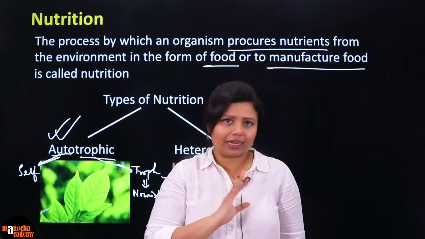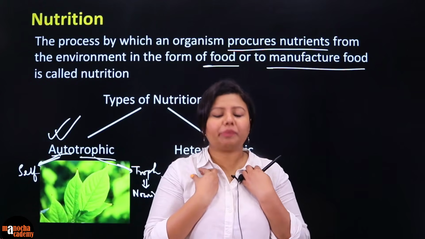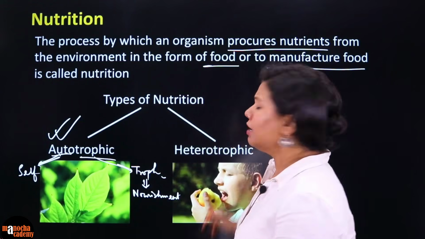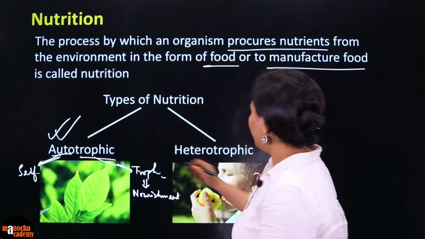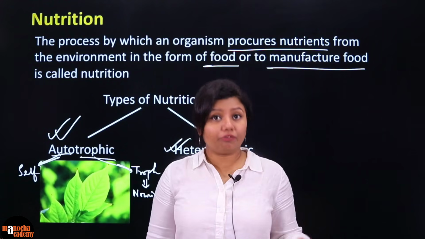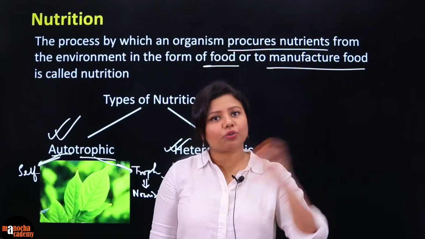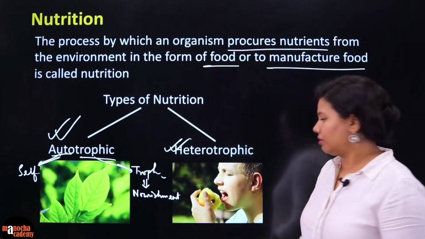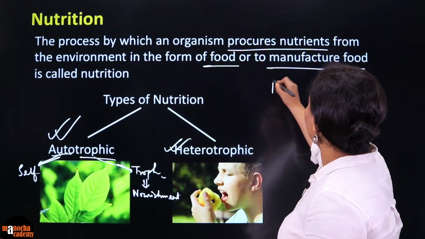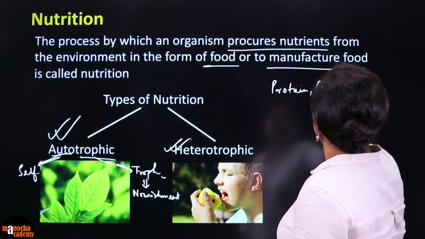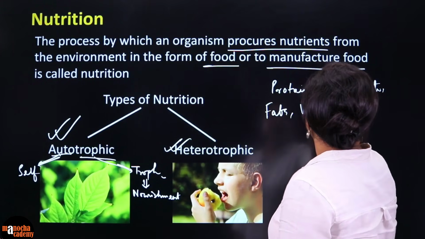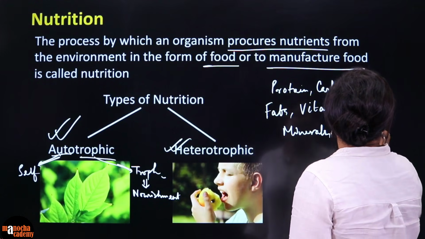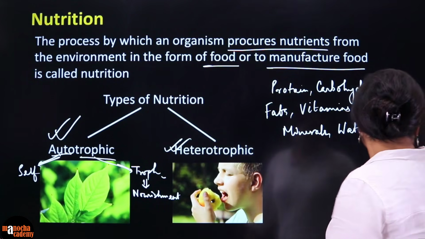But I feed myself, and that does not mean I am autotrophic, because I am not preparing the food inside my body, right? You have to prepare the food inside your body to be autotrophic. For example, green plants and some bacteria. Heterotrophs are those who cannot prepare their own food, like us. We take food from outside, from other sources. We have to eat outside food, plants and animal sources, to get our nourishment. But whatever it is, food provides us with protein, carbohydrate, fats, vitamins, minerals and water. These are basically all the nutrients that we need to survive.